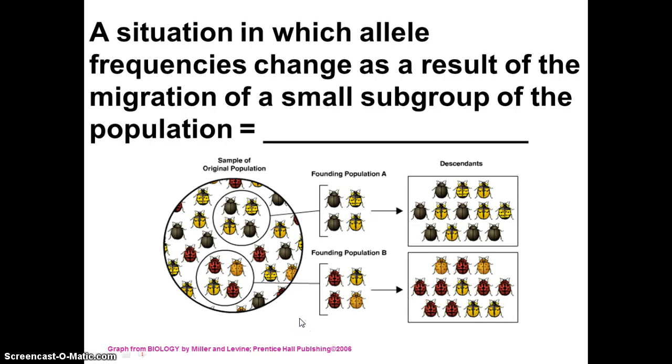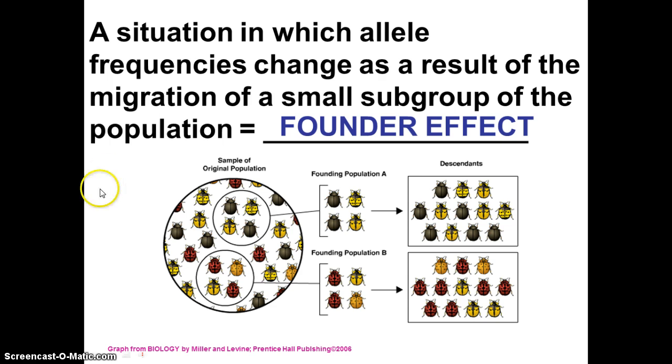So when the frequency changes as a result of migration of a small subgroup, and that subgroup represents only some alleles, it's what's called the founder effect. So for example, if here you see a whole population, and if this group founded a population, you see it's represented by these red bugs, these yellow bugs, where in this case this founder population does not have any red bugs represented.